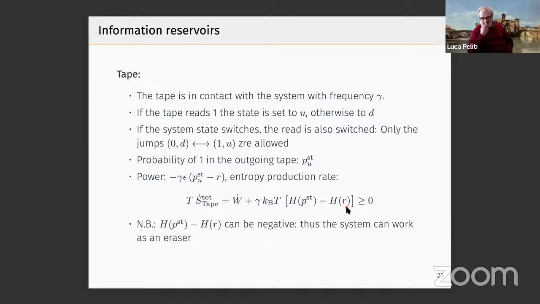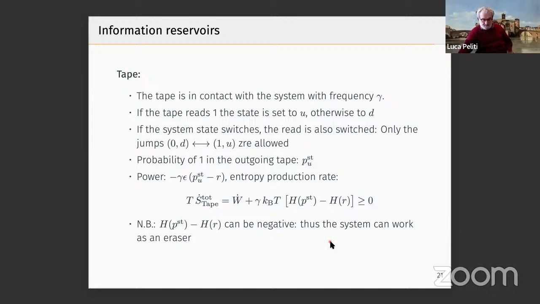Now, the entropy of the outgoing tape can be smaller than the entropy of the ingoing tape. For instance, if you have a random, or seemingly random, sequence of zeros and ones, and you end up with a sequence which has many more zeros than ones. So in this case, the system can work as an eraser, as we have seen before in the Mandal-Jarzynski machine.